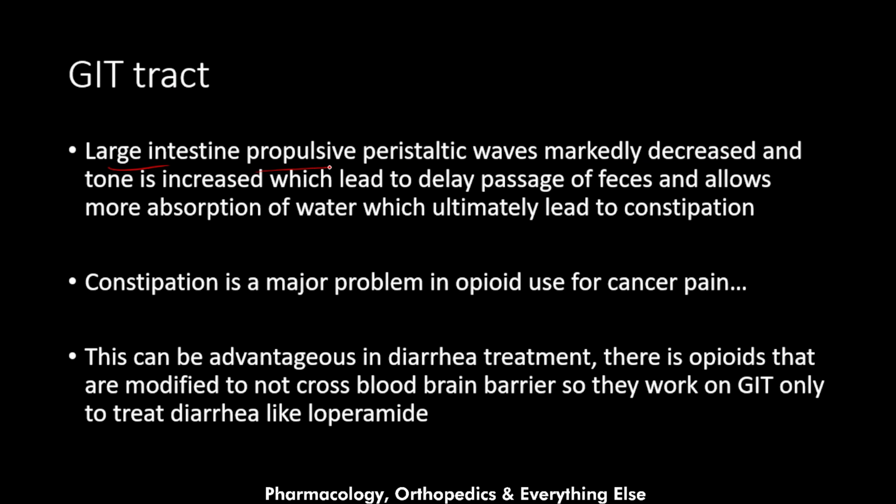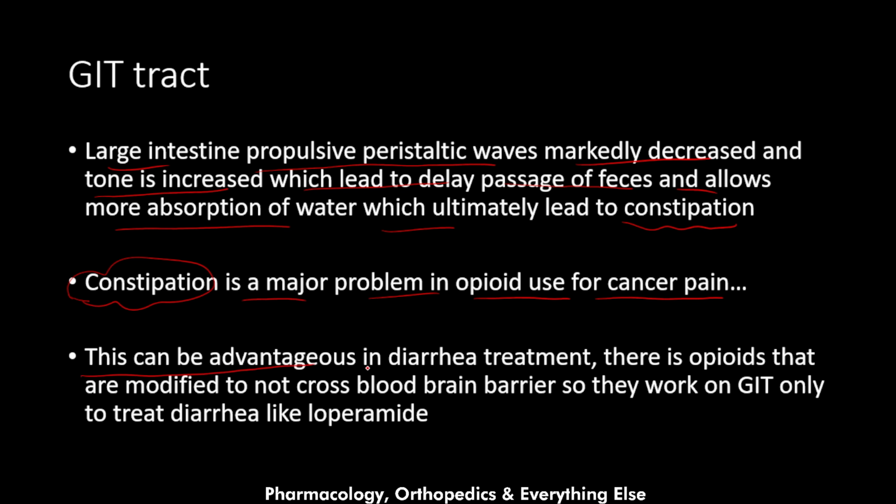So the propulsive peristaltic waves are decreased and the tone is increased, which leads to delayed passage of feces and allows more absorption of water, which ultimately leads to constipation. Constipation is a major problem in opioid use for cancer pain. So the pruritus now and the constipation, those are the most annoying problems in opioid use.